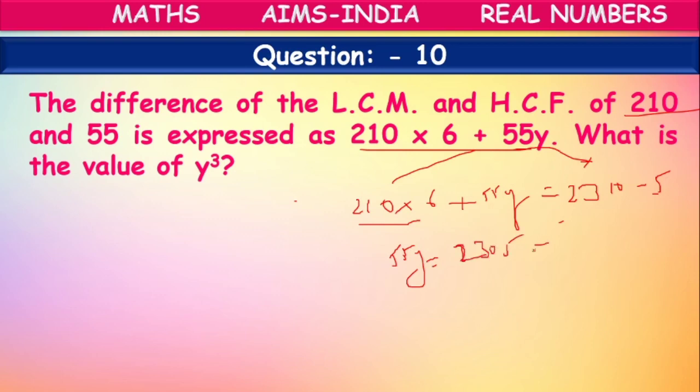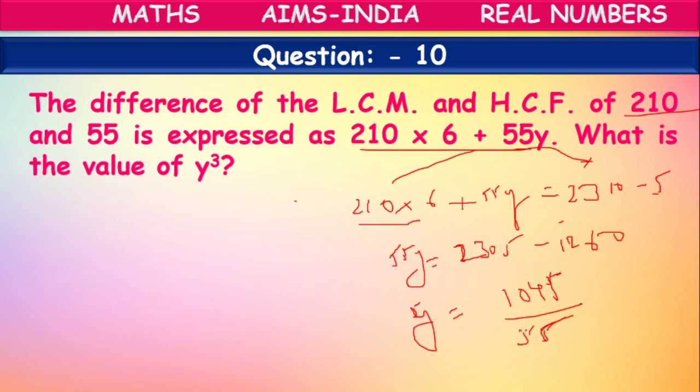2305 minus this multiplication. 6 zeros are 0, 6 1 is 6, 6 2 is 12, 1260. So here Y equals 2305 minus 1260. 5 minus 0, 5. We cannot subtract 6 from 0, so we will borrow 1. 10 minus 6, 4. 2 will be remaining. 2 minus 2, 0. 2 minus 1, 1. 1045 by 55.